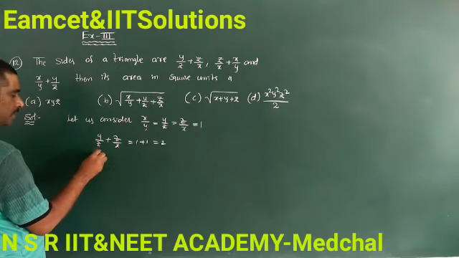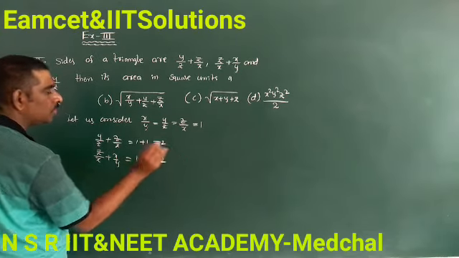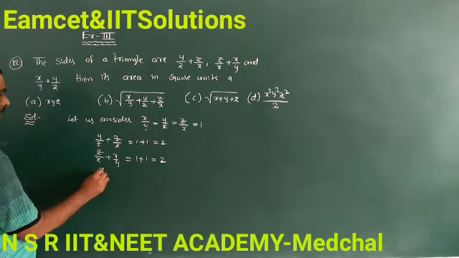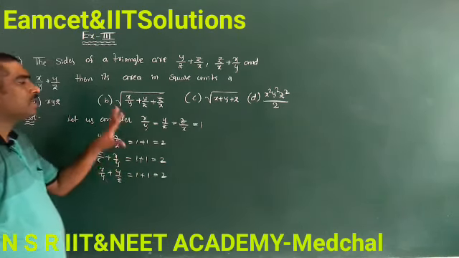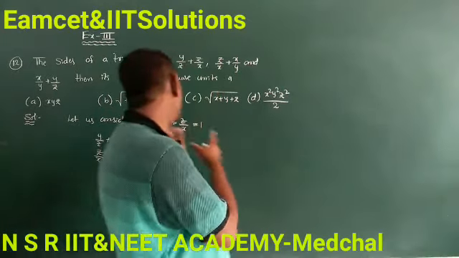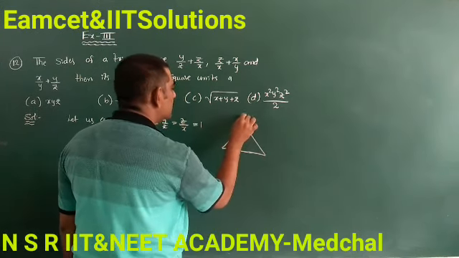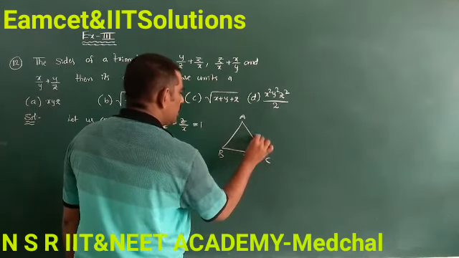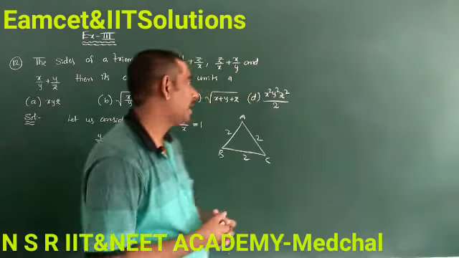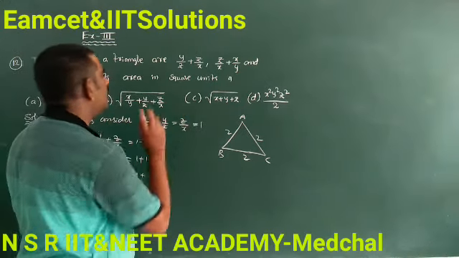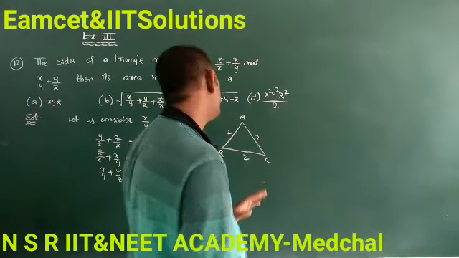The first side value is 2. Similarly, the second side is 2, and the third one, x by y plus y by z, equals 1 plus 1, which is 2. So all sides are equal. So now our triangle is an equilateral triangle. Why? Because all sides are equal. So in our triangle also all sides are equal, so this is an equilateral triangle. Now we find the area of the triangle. So what is the area of an equilateral triangle?